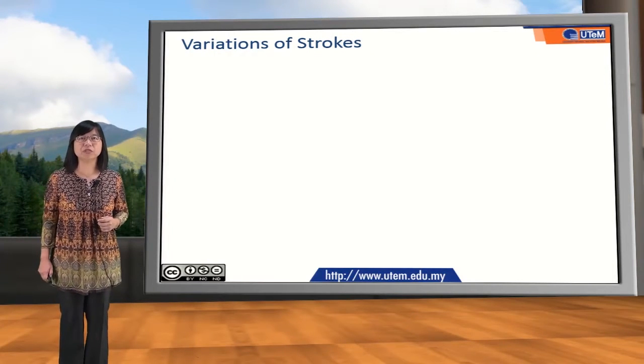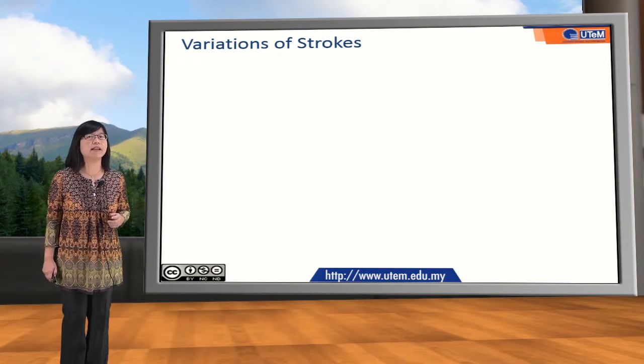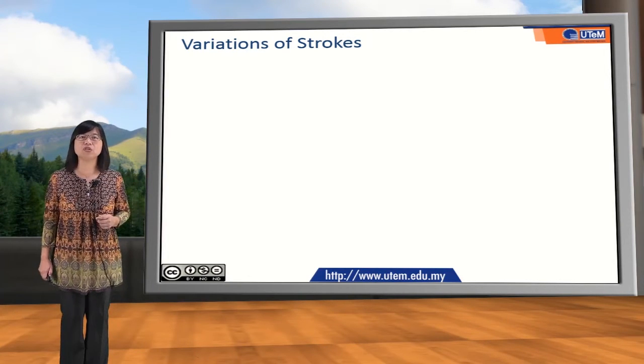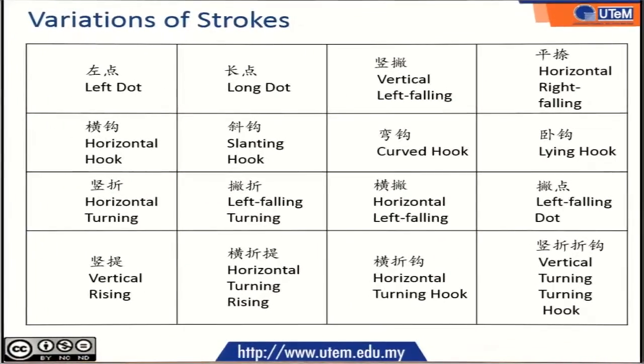The basic strokes may change with their position, in direction or in length. Two or more strokes can be joined together to form a complex stroke. Remember that each stroke is written without taking the pen or pencil off the paper. This is important. Let's have a quick view of the other strokes in the table.